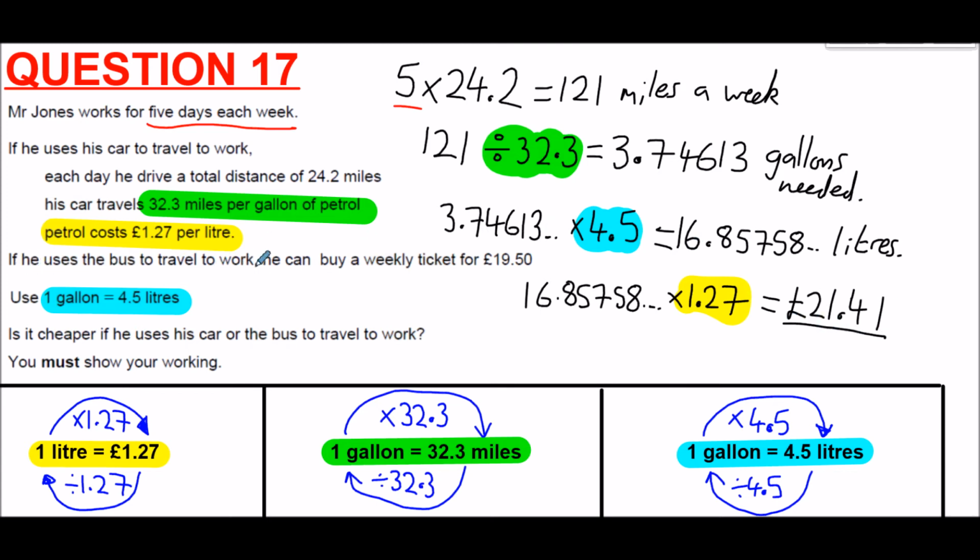But if he uses a bus to travel to work, he can buy a weekly ticket for £19.50. So the final question here is a yes or no based on this working. Is it cheaper if he uses his car or the bus? Well, the bus is only £19.50, the car's £21.41. So to answer this question, it would be cheaper to use the bus. Not to mention much more economically friendly. So yeah, get on the bus, use the bus, it's cheaper. Let's do something about our carbon footprints.